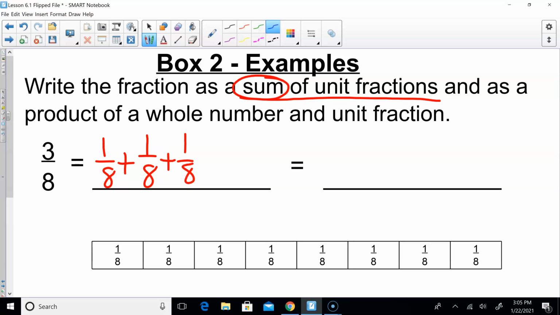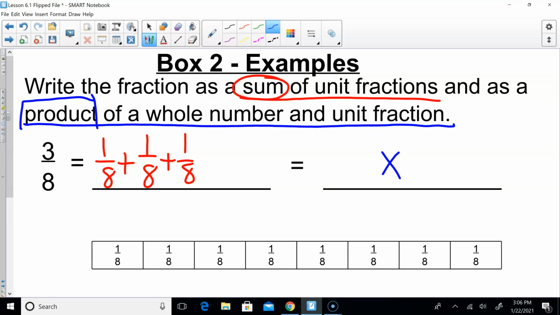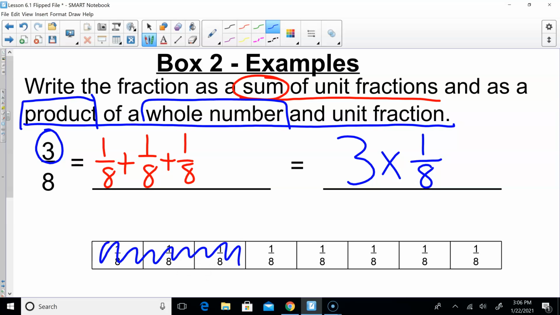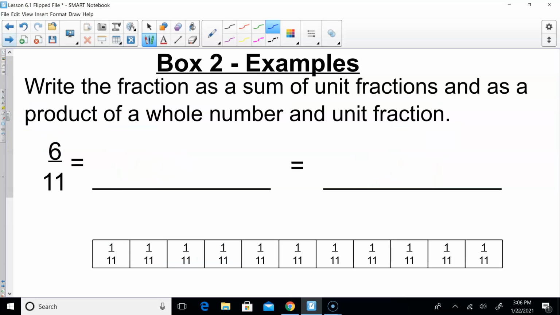And if I'm going to do the product of a whole number and a unit fraction, product again tells me I need to multiply. I see a whole number, which means my whole number is my numerator, which would be 3, and my unit fraction would be 1/8, because I have 3 copies of the 1/8 unit fraction. Shade that in. I would shade in 3 of the 8 parts that I have on my fraction bar. So you can pause this down again, use this as an example to really get the feel for the sum of unit fractions and the product of a whole number and unit fractions.